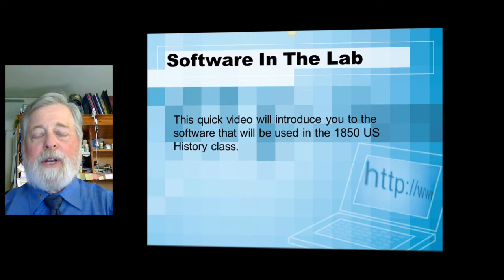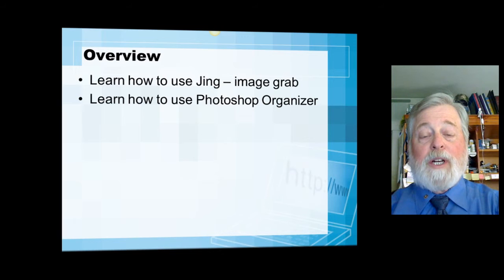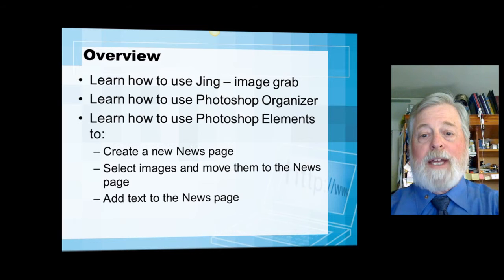In this video, we'll be talking about the software tools that are available in the lab for doing your 1850 U.S. History class. We'll be looking at a product called Jing for grabbing images. We'll be looking at Photoshop Organizer for keeping all of your images in one place. We'll be looking at Photoshop Elements, how to create a new page, how to put images into that news page, and then adding text to your news page.